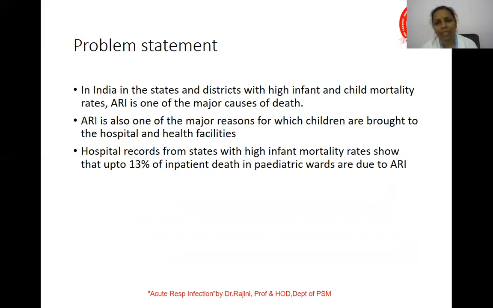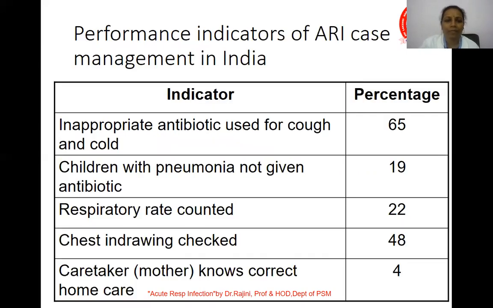When you sit in the pediatric OPD or the medicine OPD, out of 50 patients coming to the OPD, mostly 30% will have acute respiratory infection. They would have come mainly for cold, cough, fever, etc. Hospital records from states with higher infant mortality rates show up to 13% of inpatient deaths in pediatric wards are due to acute respiratory tract infection. That is the main cause of infant deaths in developing countries like ours.